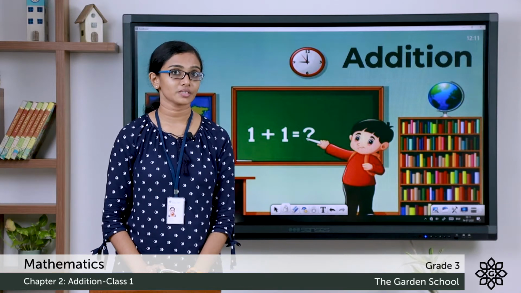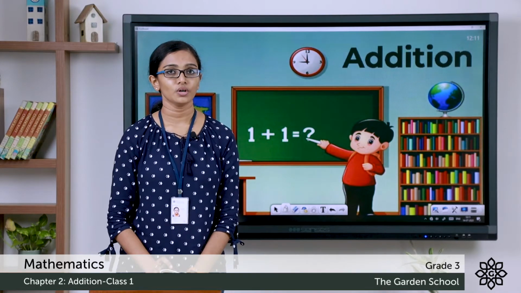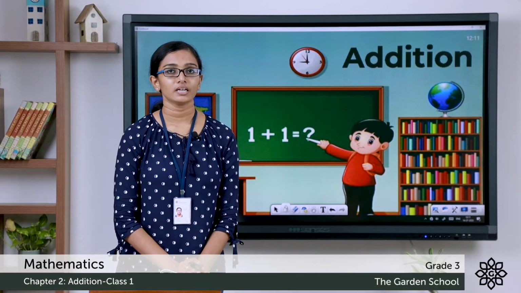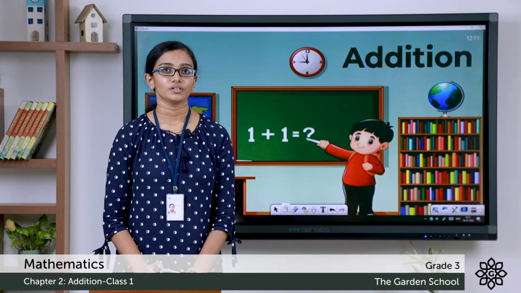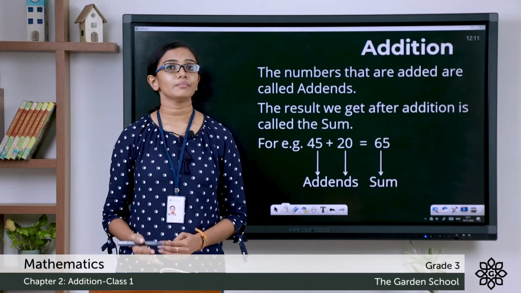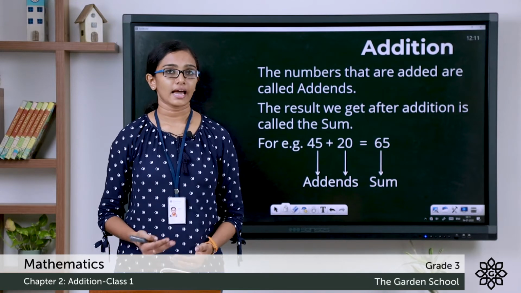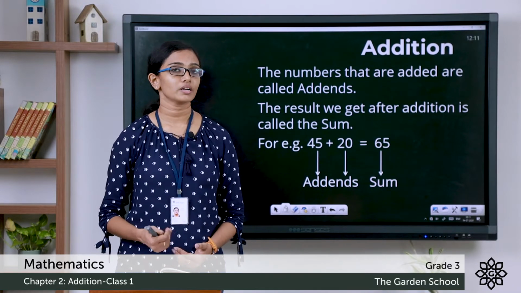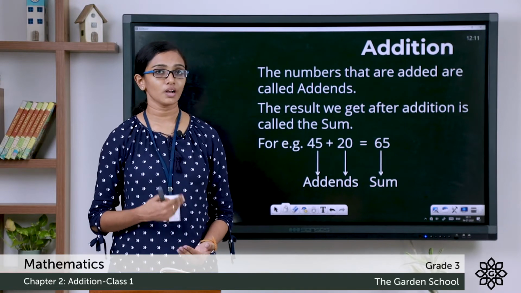I hope all the concepts from chapter 1 are clear to you. So we'll start chapter 2 today. Let's talk about addition now. So we know the numbers that we add are called addends and the resulting number is called the sum. We have learned this in our lower classes.